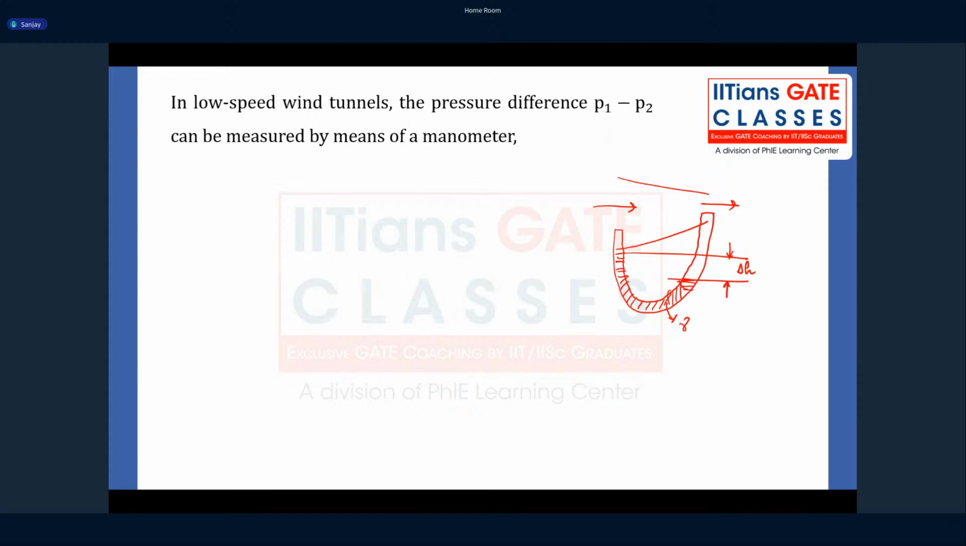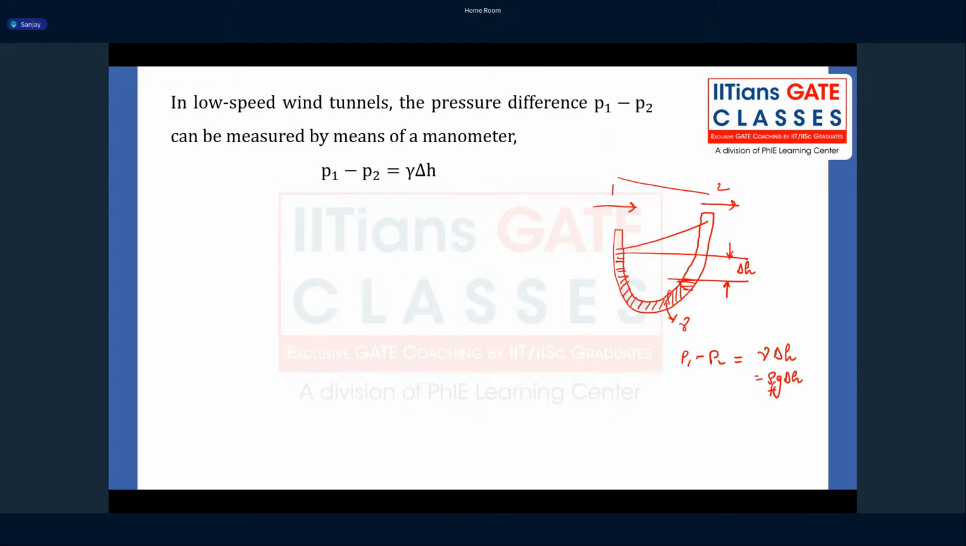Then you can say that between these 2 points, that is 1 and 2, P1 minus P2 is going to be gamma into delta H. Right? Gamma is basically rho g. Rho g into delta H. This rho is not the rho of air, it is rho of the manometric fluid. So you can find the pressure drop using the manometer.